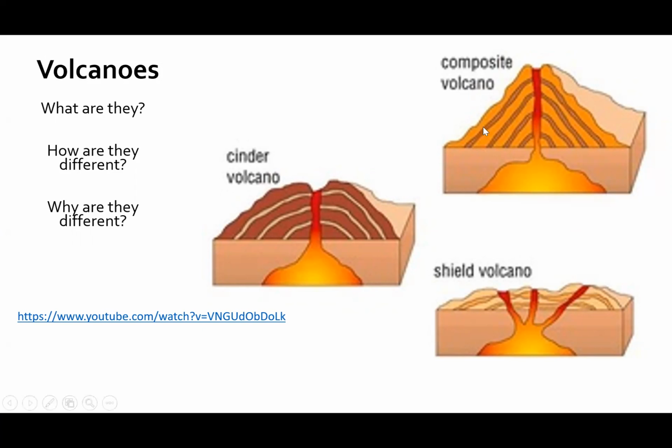So look at the shape, look at what they're made of, look at the lava coming out of it. So you can see we've got our composite volcano up here. This is our cinder volcano, which we don't need to know too much about. And then we've got our shield volcano down here. So these are the two types of volcano we mentioned last lesson when we looked at plate margins.